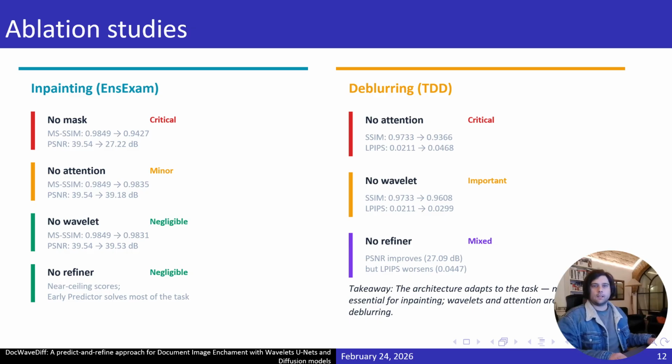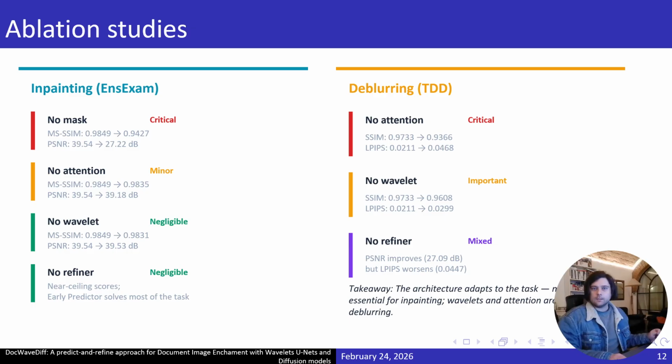Finally, we performed an ablation study. From the ablation study, we discovered that the importance of the various components of the model depends on the task. For example, the presence of the binary mask, which helps the model decide which pixels to modify and which not, is fundamental, while the use of the attention layer, wavelet functions and the diffusion model seems to be a negligible detail for the task of removing handwriting.